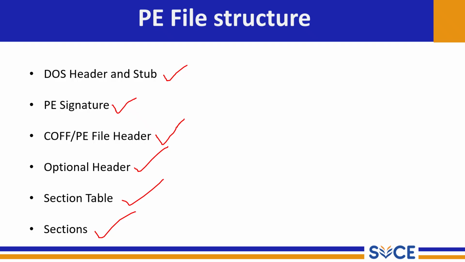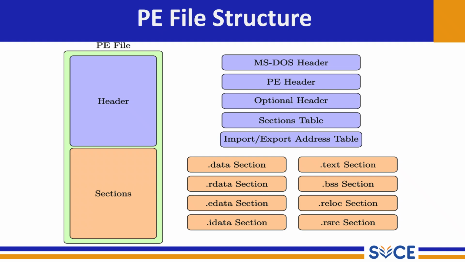Now we will see a diagrammatic format of the PE file structure. Here we can see the header and the sections. Under the header, we have the MS-DOS header, PE header, optional header, section tables, and the import or export address table. Initially there is the DOS header. So this DOS header is a very important question.